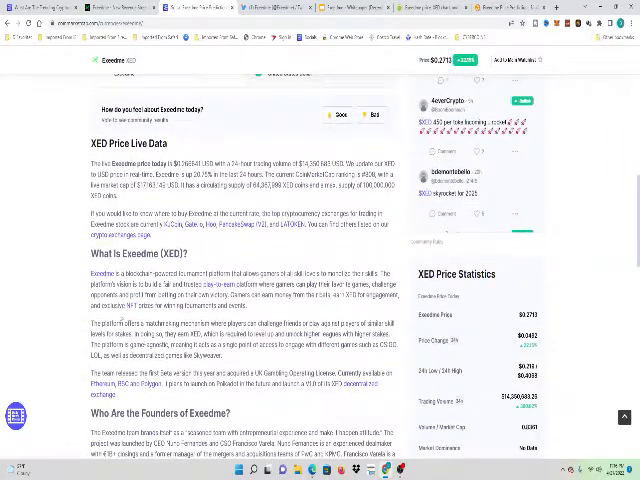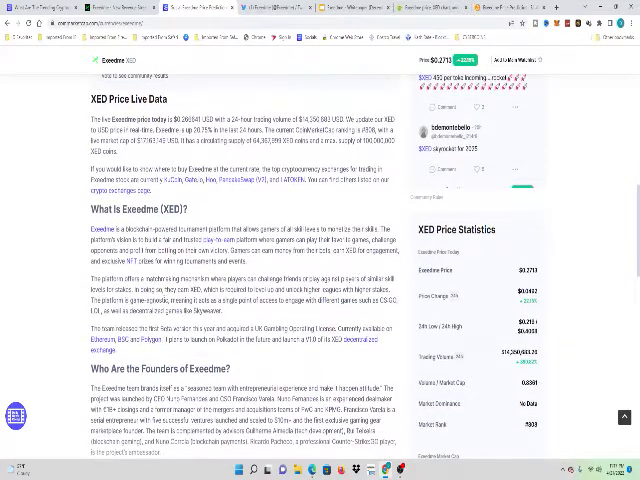So Exeedme is a blockchain-powered tournament platform that allows gamers of all skill levels to monetize their skills. The platform's vision is to build a fair and trusted play-to-earn platform where gamers can play their favorite games, challenge opponents, and profit from betting on their victory. Gamers can earn money from their bets, earn XED for engagement, and exclusive NFT prizes for winning tournaments and events.